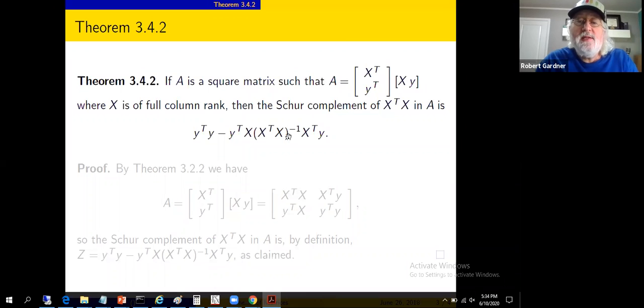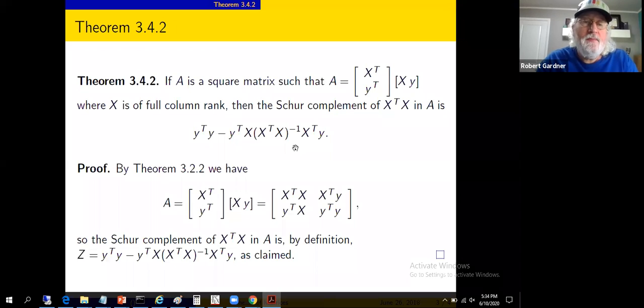So hypotheses, claim on the Schur complement, piece of cake. You know how to take the products. I guess it's theorem 3.22 that tells you how to do that. Do a row times column thing. So we do indeed get X transpose X in the upper left, X transpose times Y here, Y transpose times X here, Y transpose times Y here. Okay, so there's what we get when we take the product, multiply out, get A in a particular form.